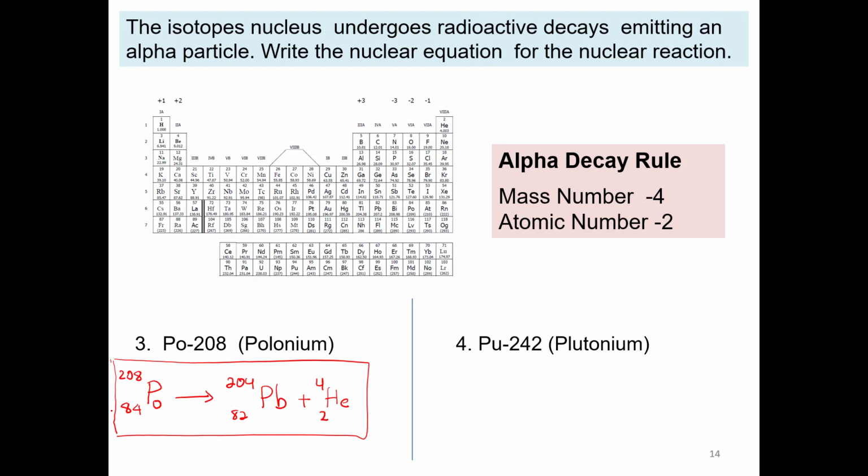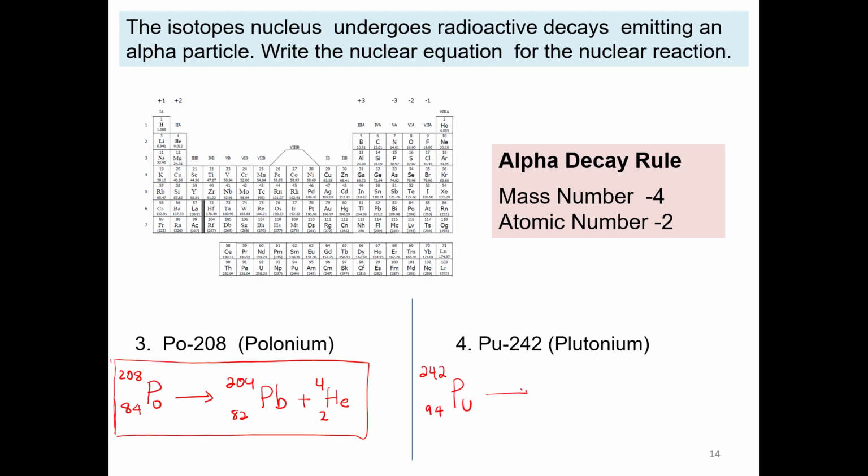Now let's see the second example. In this case we have plutonium, plutonium-242. Let's first write the nuclear symbol. In the case of plutonium, the atomic number is 94. Then we write here the atomic number.